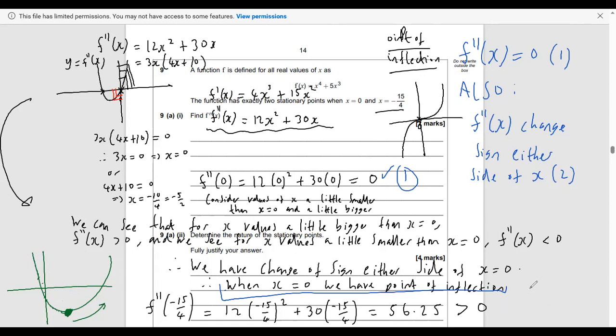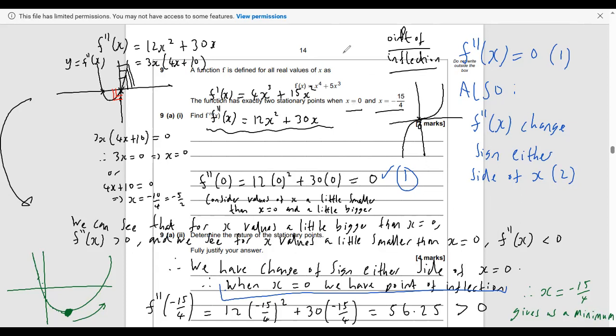So therefore, we can say that x equals minus 15/4 gives us a maximum. My bad, a minimum. Sorry, this is a minimum point, so it gives us a minimum. If I can even fit that in, just about. So x equals 0 gives us a point of inflection. x equals minus 15/4 gives us a minimum.